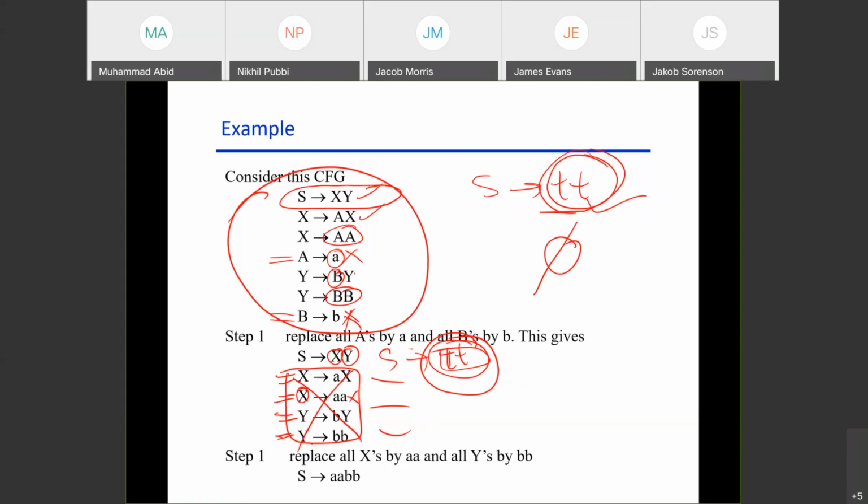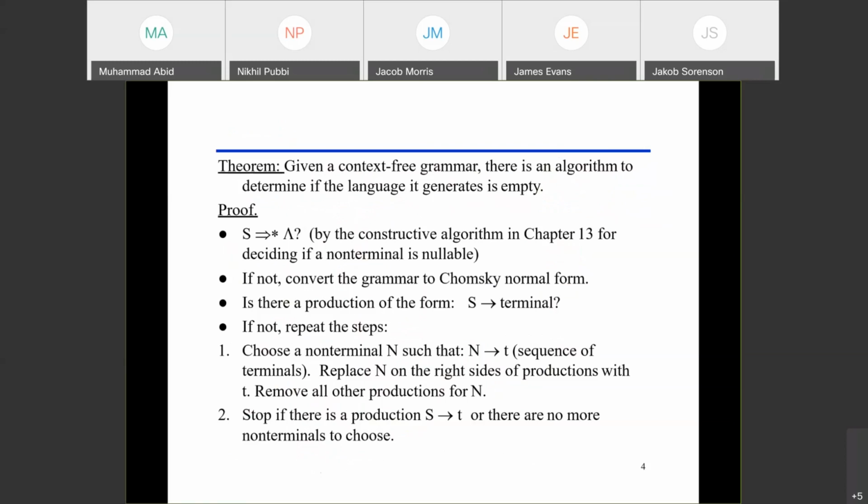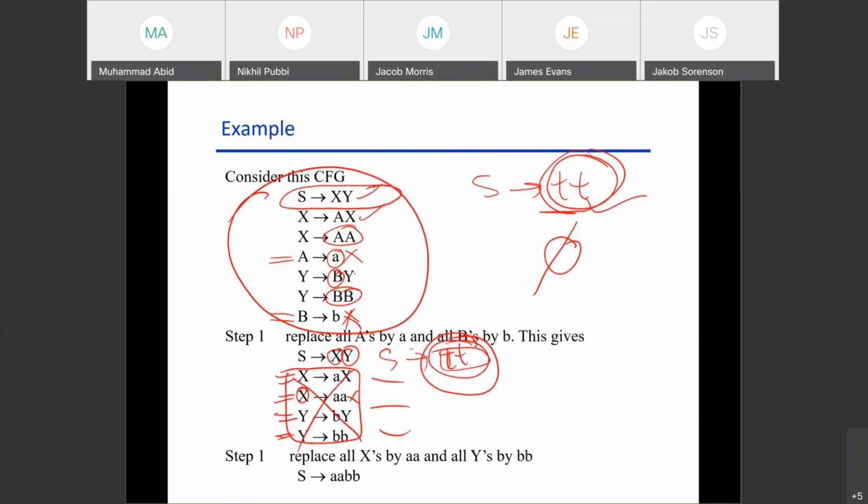And now if you go to this slide, you will read it, and it will show you all those steps that we just did. So you have this grammar here, and by the constructive algorithm, first of all, the grammar should be in Chomsky normal form, CNF, like all production rules are either a non-terminal becoming exactly two non-terminals, or a non-terminal becoming exactly one terminal. And if you see this, the grammar is all in Chomsky normal form.